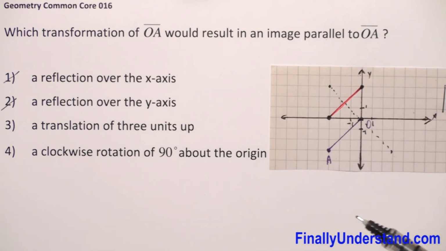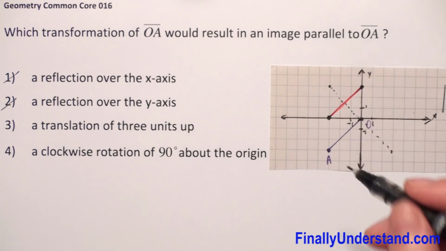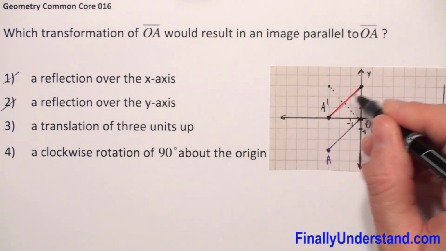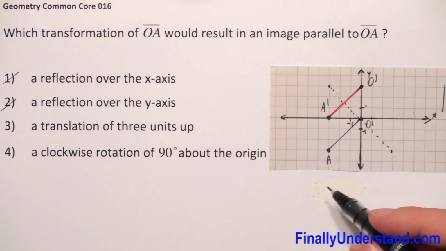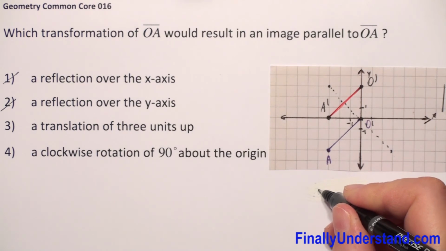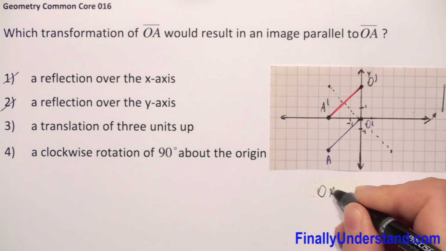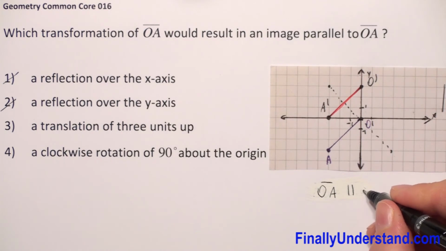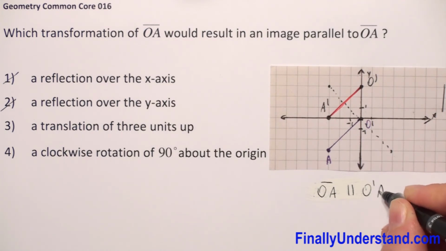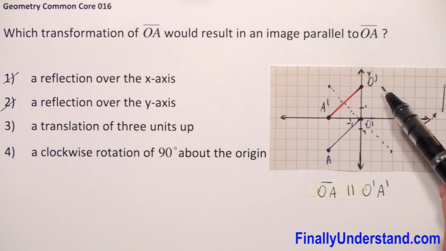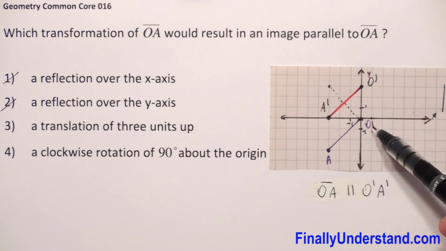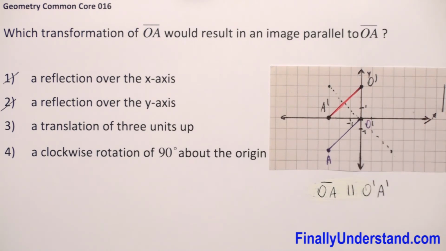This gives us 2 parallel segments. You can write that this is A prime, O prime. So we have that segment OA is parallel to segment O prime A prime. We can write A prime O prime or A O, it's still the same segment. So our solution is 3. This is a translation of 3 units up. 3 units up gives us 2 parallel segments.